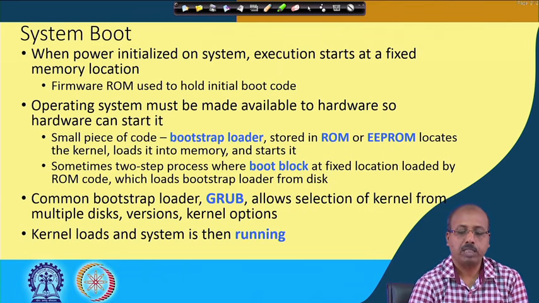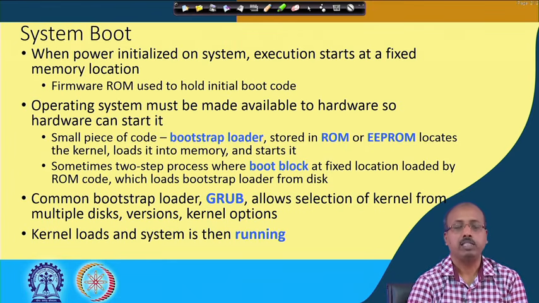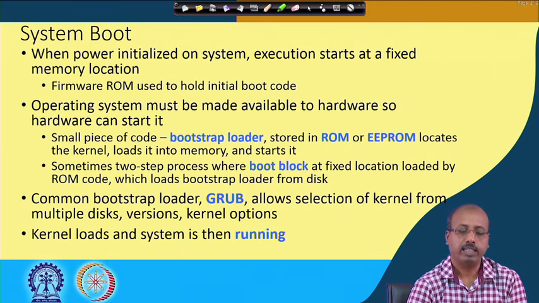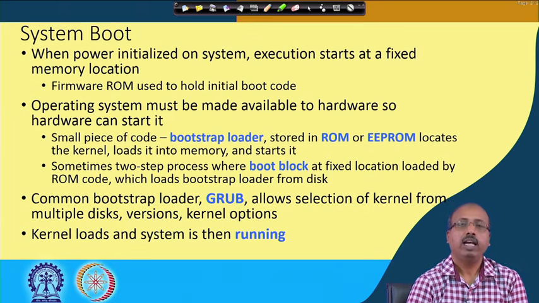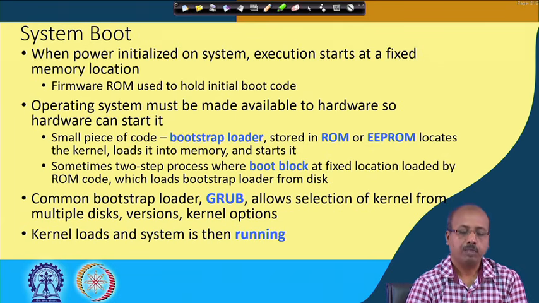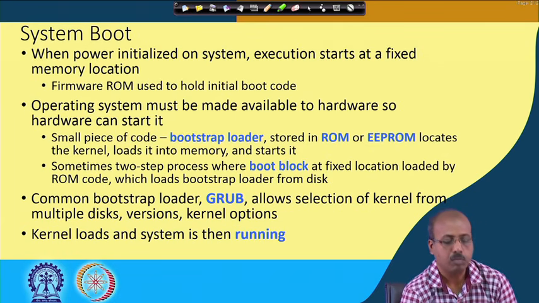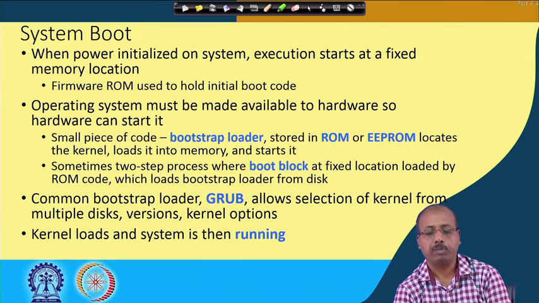So, the operating system must be made available to the hardware, so the hardware can start it. So, from location 0 I should have instructions such that either it is the beginning of the operating system, or it is a simple code that loads the operating system from the secondary storage into the main memory and then transfers control to the operating system. So, there is a small piece of code which is called the bootstrap loader.